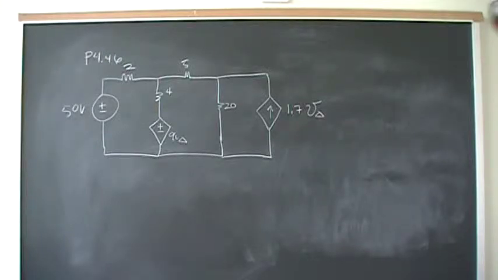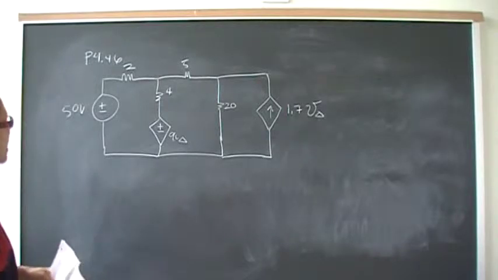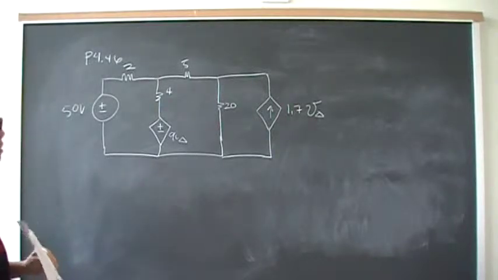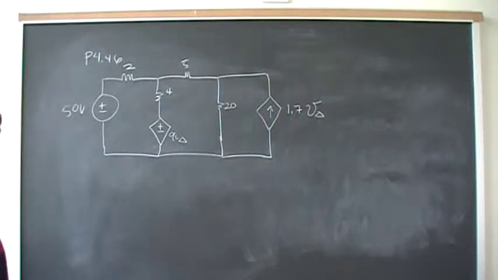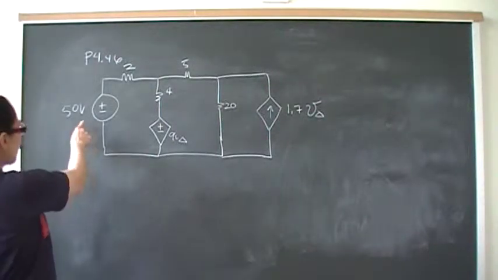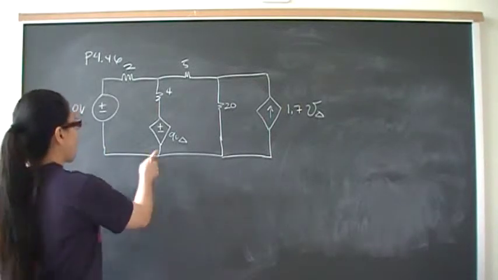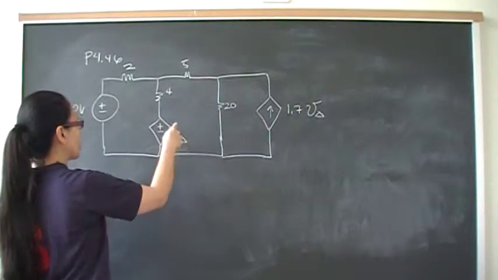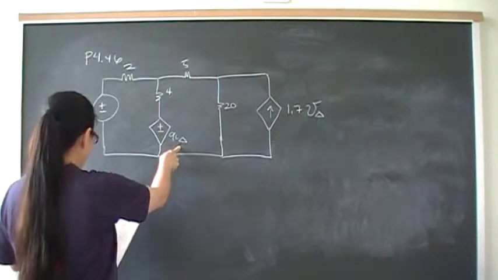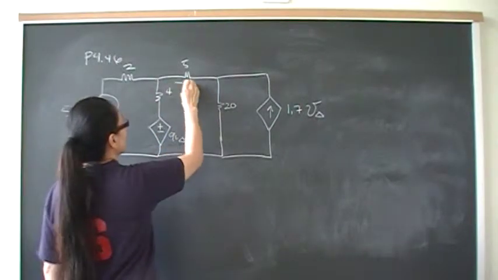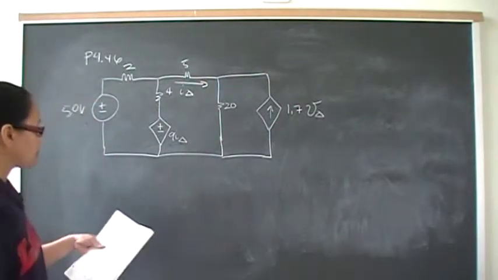Hey you guys, so this is problem number 46 from chapter 4, from the section on mesh currents. Before we talk about what we're looking for, let's describe the circuit. We have three power sources. We have an independent voltage source with a value of 50 volts. We have a current controlled dependent voltage source of value 9I delta, and its value is controlled by the current across the 5 ohm resistor.